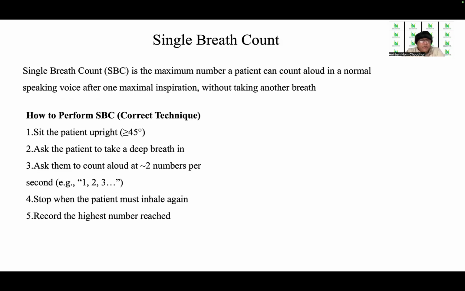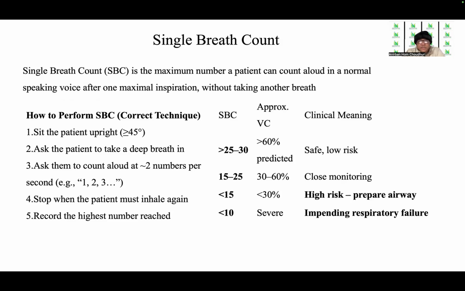Then how to perform this single breath count? So again, let the patient be set upright at 45 degrees. Ask the patient to take a deep breath in and then ask them to count aloud at 2 numbers per second. 1, 2, 3, 4, like that. The speed should be like that. That 2 numbers should come in 1 second, and stop when the patient must inhale again. And we record the highest number that the patient has reached.